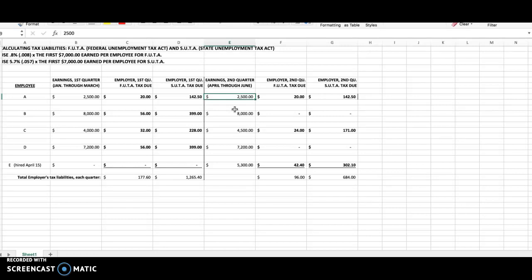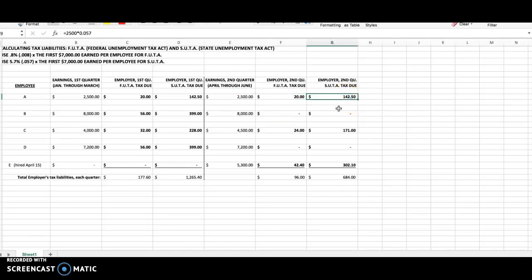So when we figure the federal unemployment tax for this employee, this comes to $20. If you look again up here in the formula bar, you will see that 0.008 is multiplied by the total amount earned in the second quarter because that employee is not over $7,000 yet. So we base the federal unemployment tax for this quarter on the amount that he or she earned during this quarter, as long as the total amount is not over $7,000. He or she earned a total of $5,000.